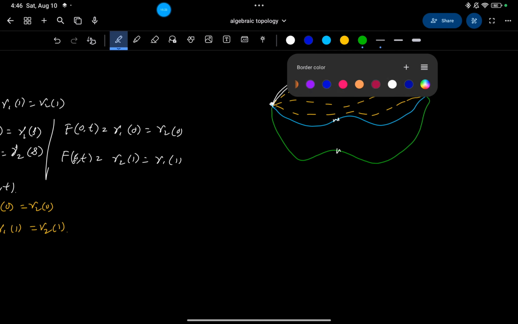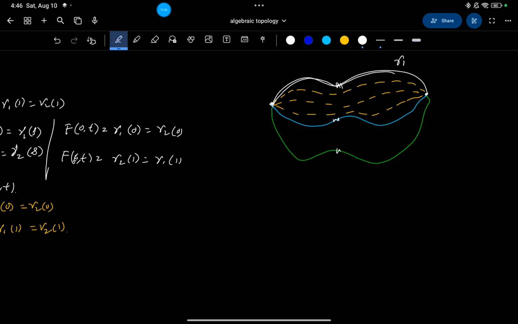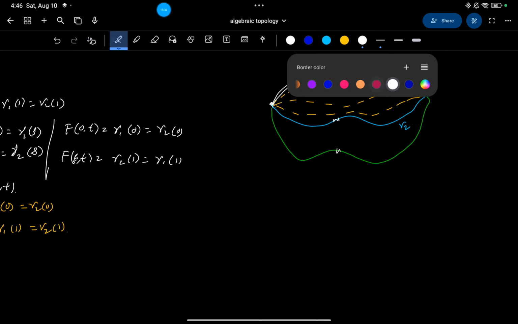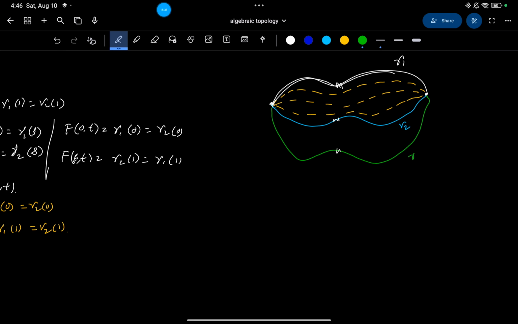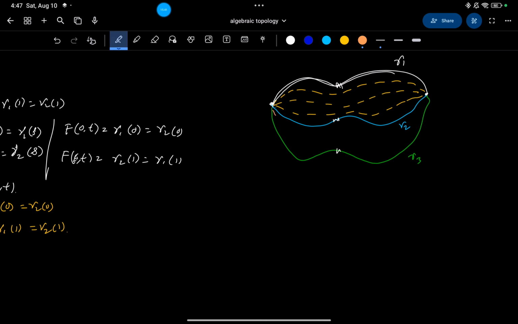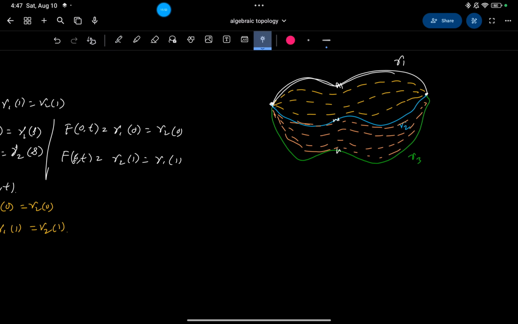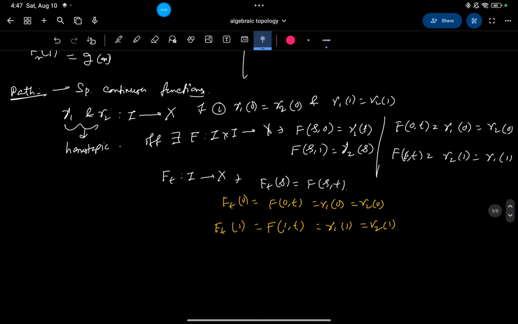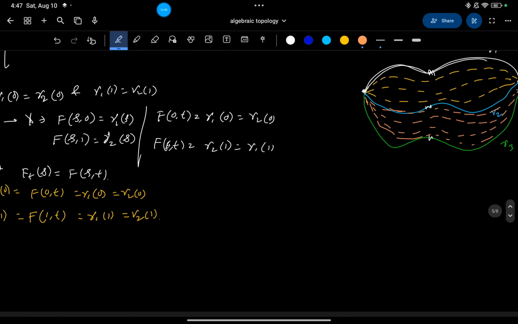So let's say the intermediate homotopy maps between them are gamma 1, gamma 2, and gamma 3. Here these are the intermediate threads. Once you want to traverse from gamma 1 to gamma 3, it means in the first half of the time you traverse from gamma 1 to gamma 2, and in the next half, gamma 2 to gamma 3. That actually gives you the motivation that you can join these two maps.